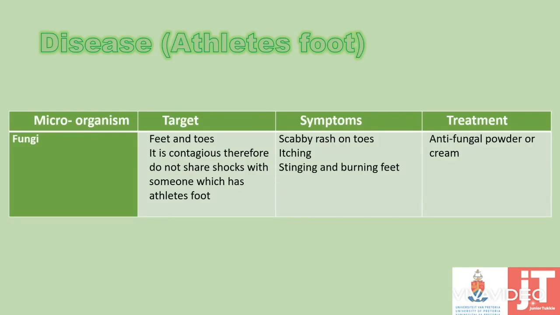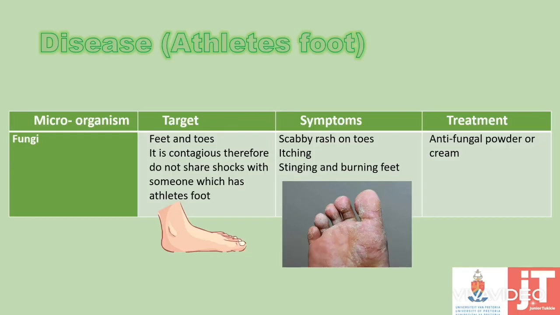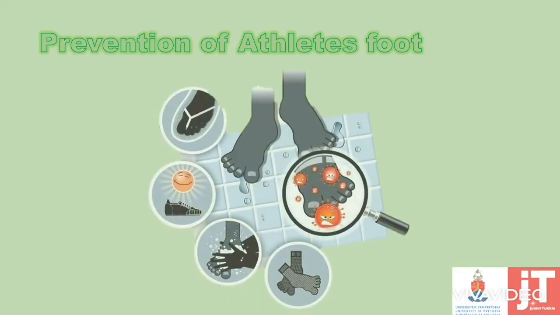It targets the feet and the toes, and it's very contagious. It also results in scabby rashes on your toe. It can be very itchy, leaving a stinging and burning sensation on the feet. Luckily, you can try and treat it with an antifungal powder or even a cream to use. It's very common to prevent, and you can add the powder to your shoes as well. So there's a lot of ways to prevent athlete's foot.